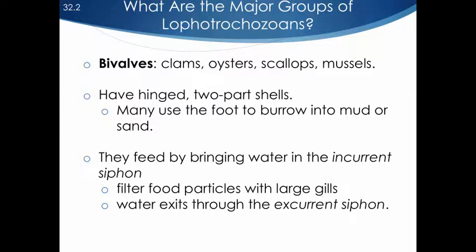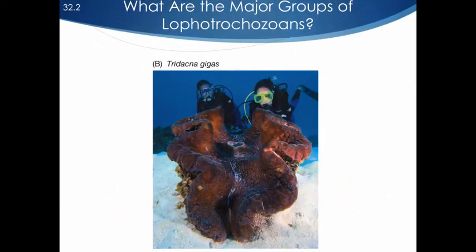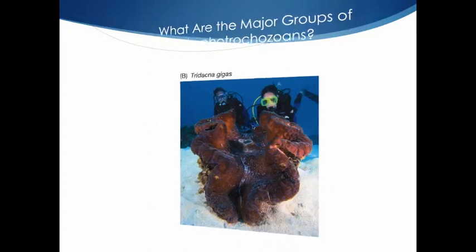So it's like a gut. It comes in through one end, the food gets filtered out, and the rest of the water that doesn't have anything pertaining to the food exits through the excurrent siphon. So here's the picture, and it's a large, I believe it's a clam. It's really big, and you can see this would be the opening right here. And they can grow fairly big, and compared to the scuba diver in the back, it's huge.